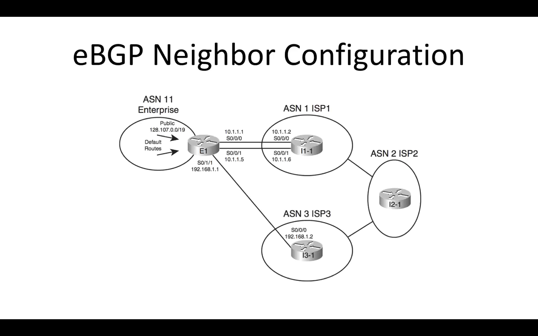The connection between the ISP 1 and our enterprise is two T1 lines, and those are connecting over these serial interfaces. Those are going to be considered the primary connection, and the enterprise 1 also has a connection out to ISP 3 as a backup or a secondary connection that way.